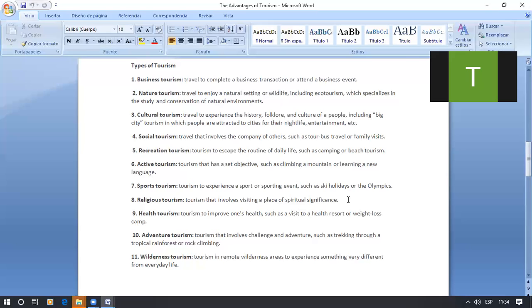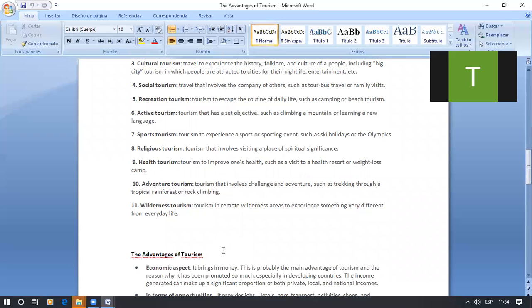They're really beautiful. Health tourism, well, as the word says, is tourism to improve one's health, such as a visit to a health resort or weight loss camp. Adventure tourism is tourism that involves challenge and adventure, such as trekking through a tropical rainforest or rock climbing. And finally, we have wilderness tourism, which is tourism in remote wilderness areas to experience something very different from everyday life.